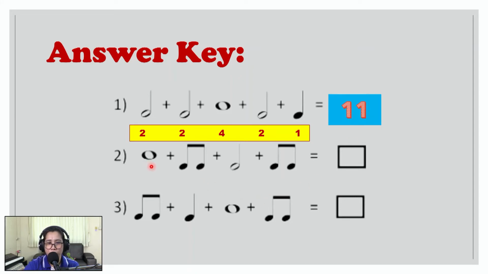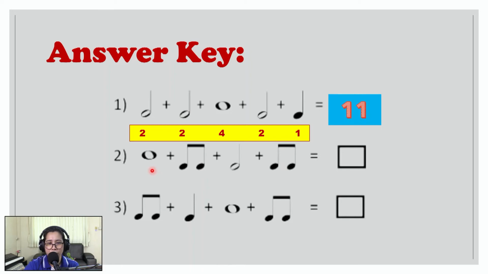Next, we have here, what is this? This is a whole note. This is a beamed eighth note. Remember the note with one flag, but when you join them together, it's called a beamed eighth note, plus a half note, plus another beamed eighth note.